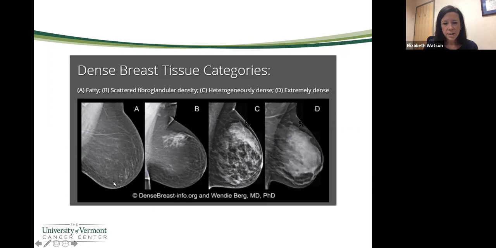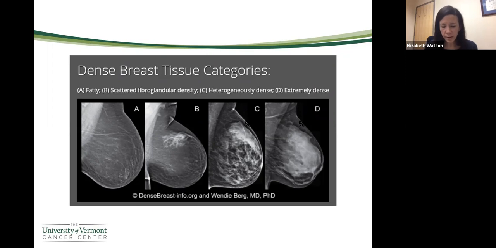And the density categories range all the way up to the image on the right, which is labeled with the letter D. This is considered an extremely dense breast. You can see how much white, bright area of fibroglandular tissue you see in that breast. That is absolutely the most dense breast that we encounter. And then there are these 2 middle categories, which are marked by the letter B, considered scattered fibroglandular density. That's what that category is called. The third category, which is C here, is what we call heterogeneously dense. And so those are the 2 middle categories.